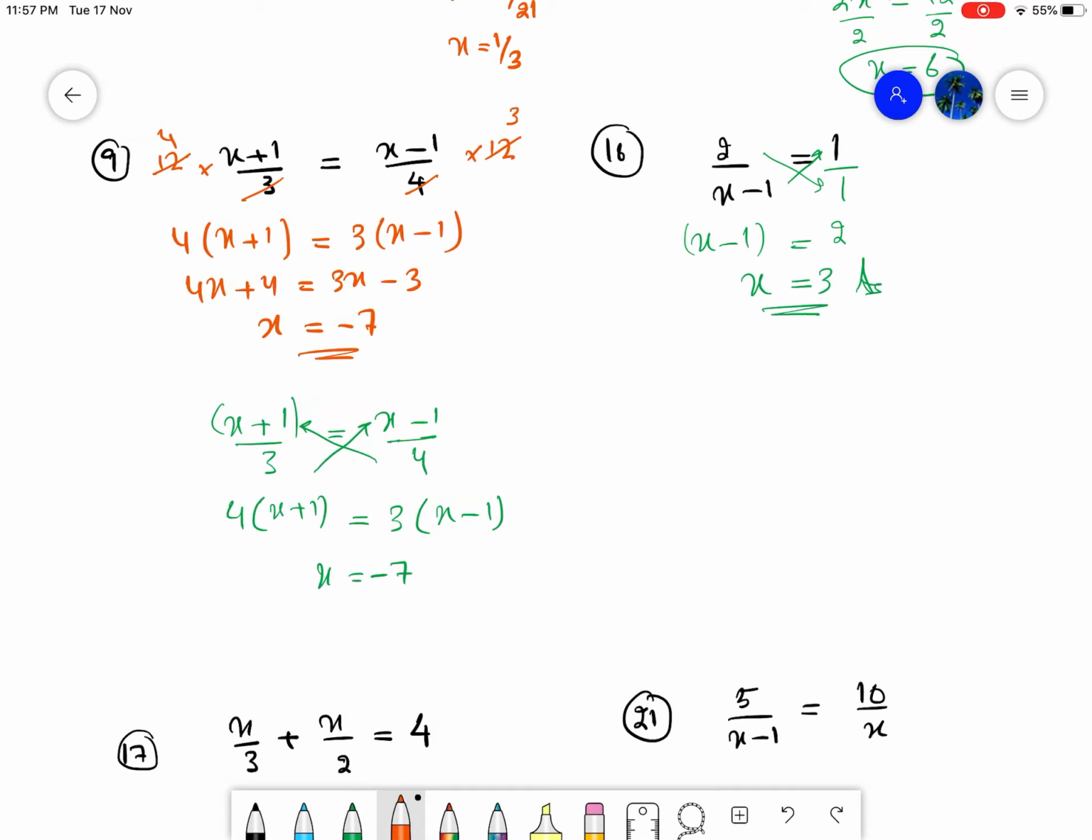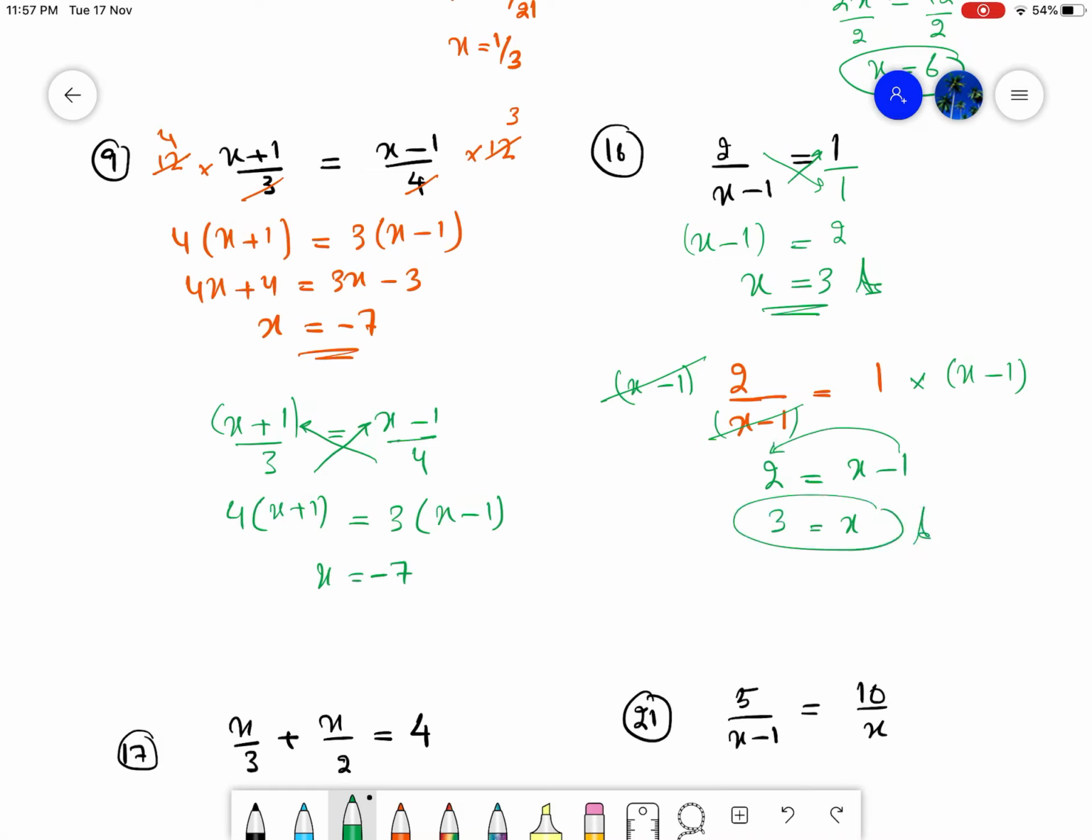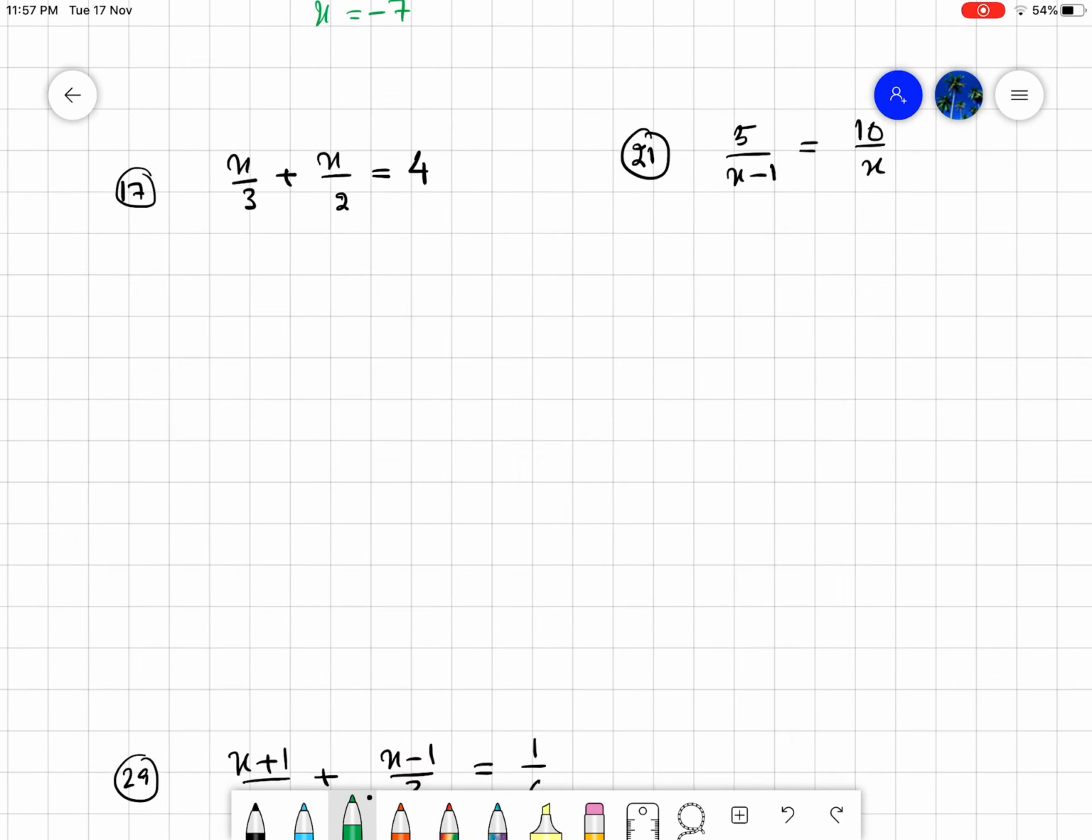Or if you want to use the eliminate the denominator approach, 2 over x minus 1 is equal to 1. So what is our denominator here? The denominator is x minus 1. So multiplying both sides by x minus 1. Okay, so this and this cancel each other. So 2 is equal to 1 into x minus 1, which is x minus 1. So x is equal to 2 plus 1, which is 3. So again, I solved the question using both the approaches.